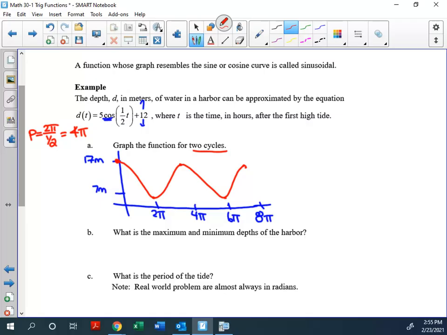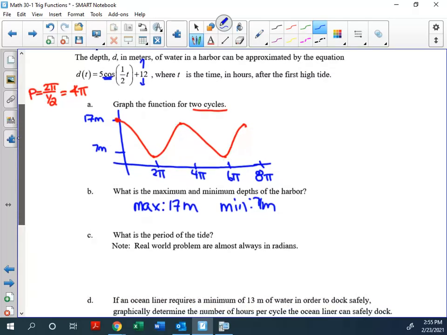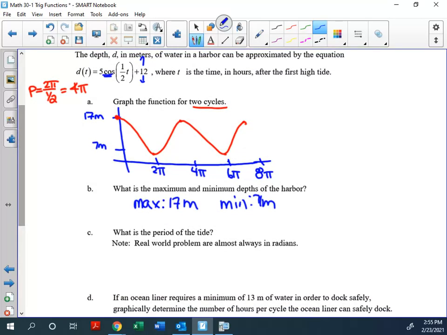We've already answered some of these questions. Maximum and minimum depth. I think, again, that should be the first thing you go get, is your maximum and your minimum. We already figured out what's the period of the tide. And again, watch that note. Real world problems are defaulted to radians. Don't go to degrees.